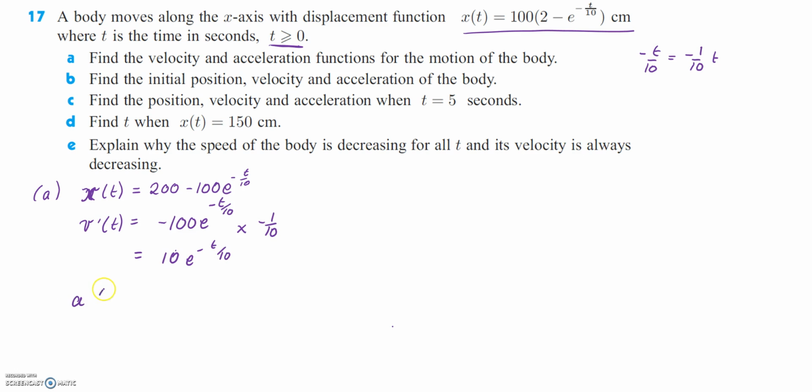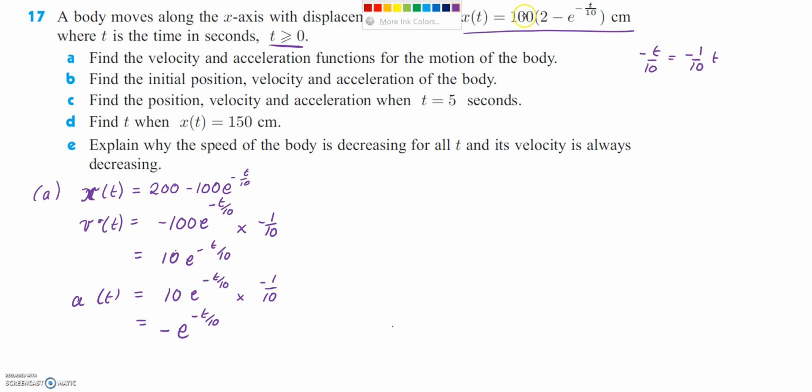And now the acceleration. The acceleration is now the derivative of this. So we write the function times the derivative of minus t on 10, which we did from above, which is minus 1/10. So now this becomes minus, because 10 times minus 1 over 10 is minus 1, e to the minus t over 10. Okay? So here's my acceleration function and velocity function. So we've got that. Find the initial position, velocity, and acceleration of the body.